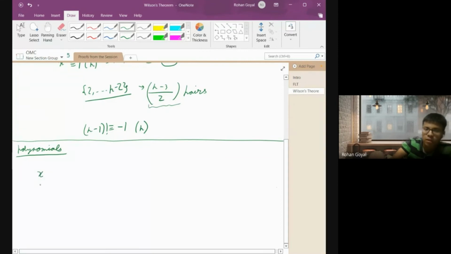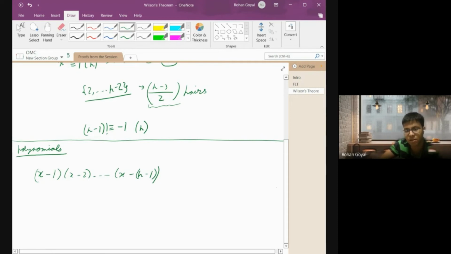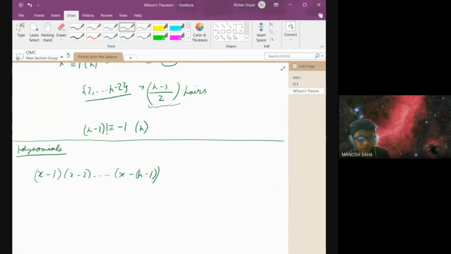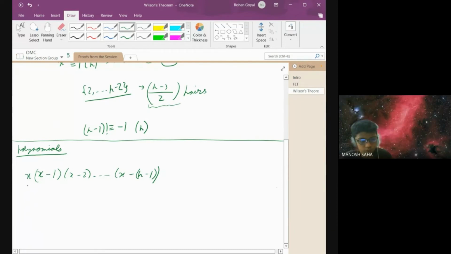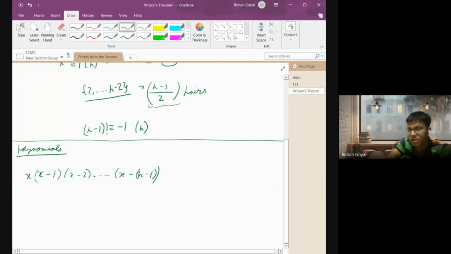So what is the theorem saying? One thing to observe is this product, x, x minus 1, x minus 2, up to x minus (p minus 1). This is always divisible by p, because it is p consecutive numbers. So one of them has to be a multiple of p. Since these are p consecutive numbers, at least one of them is a multiple of p.